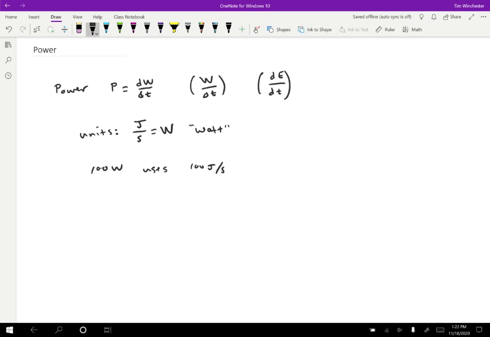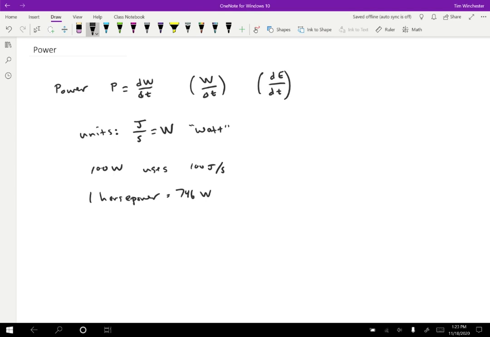Another unit of power that shows up from time to time is a horsepower. And a horsepower is 746 watts. Okay, so horses are pretty powerful, and that's the amount that used to be a really common unit. And you still see it from time to time in cars and stuff.